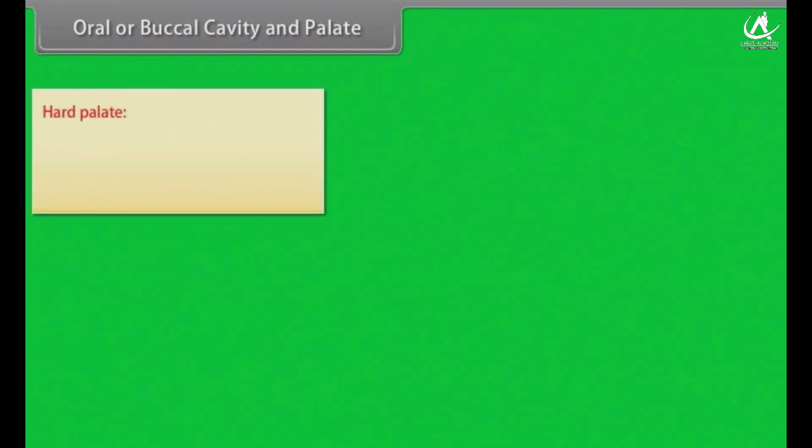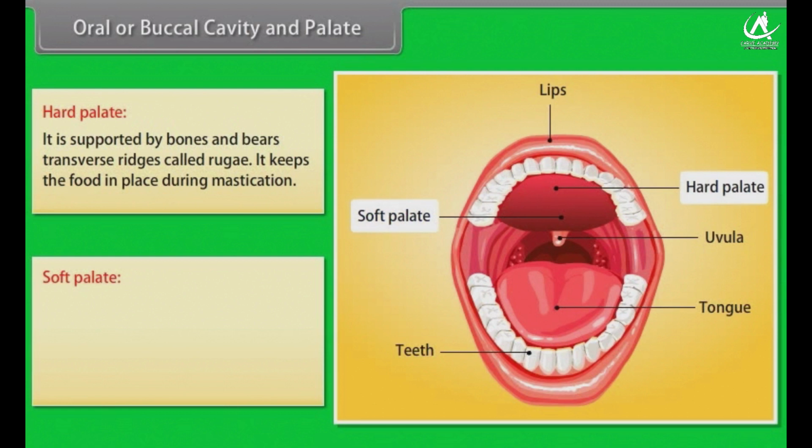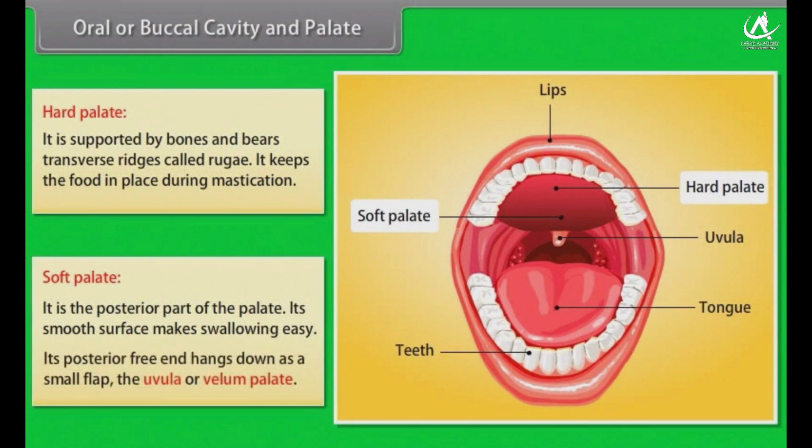Hard palate. It is supported by bones and bears transverse ridges called rugae. It keeps the food in place during mastication. Soft palate. It is the posterior part of the palate. Its smooth surface makes swallowing easy. Its posterior free end hangs down as a small flap, the uvula or velum palati.